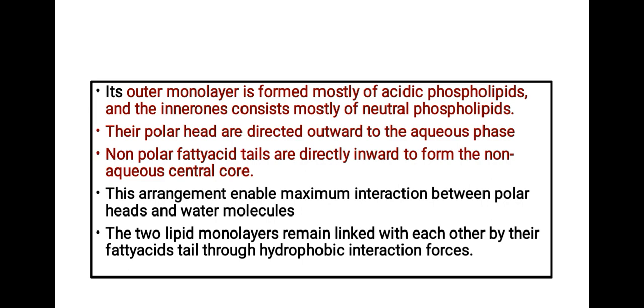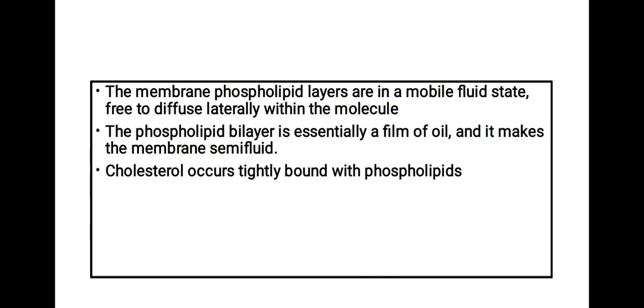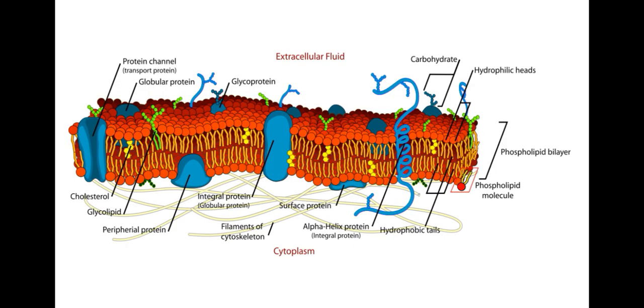The two lipid monolayers remain linked with each other by their fatty acid tails through hydrophobic interaction forces. The membrane phospholipid layers are in a mobile fluid state, free to diffuse laterally within the layer. The phospholipid bilayer is essentially a film of oil and it makes the membrane semi-fluid. Cholesterol occurs tightly bound in the phospholipid. We can see the structure.